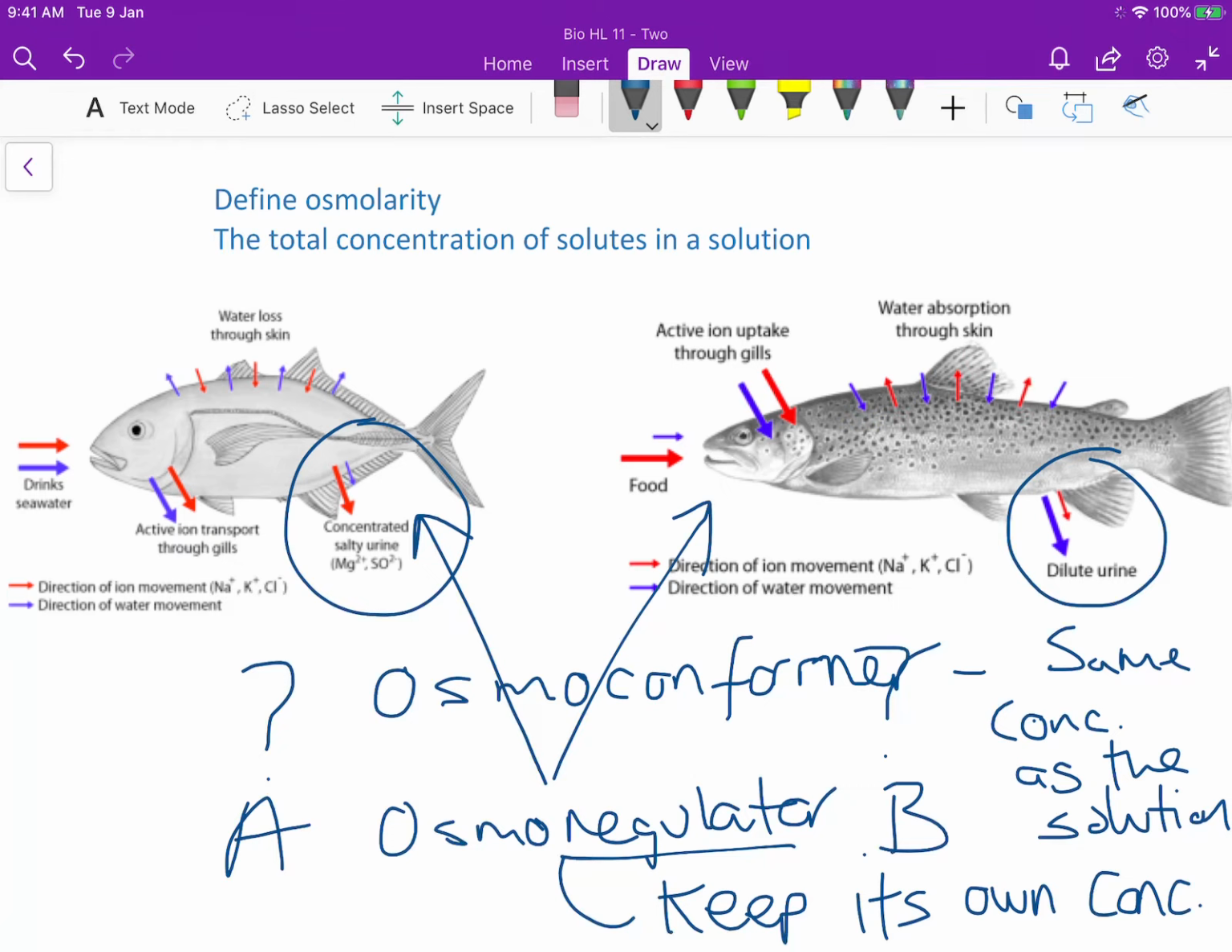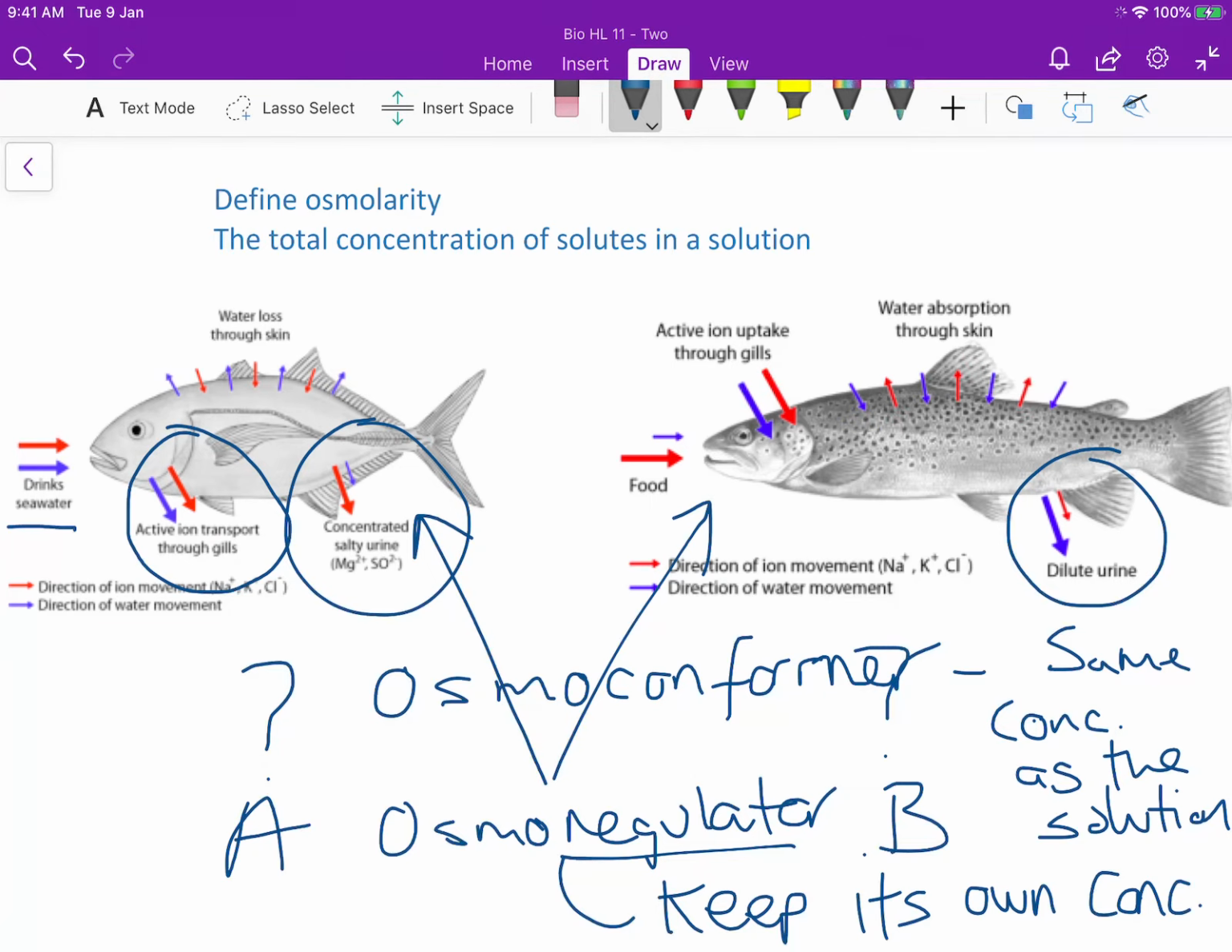If it was an osmoconformer like a starfish, we wouldn't see these pumping, we wouldn't see ion movement. We would just see passive movement, moving in and out, not the creation of urine, which might be different from the environment. So we can see this one here is drinking seawater and then it's actively pumping out ions to regulate its environment and making a salty concentrated urine.